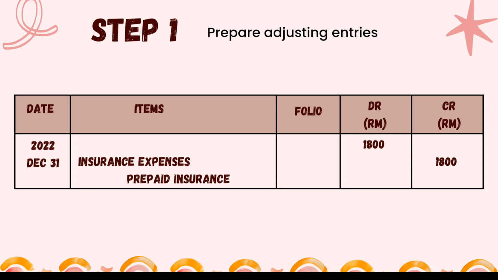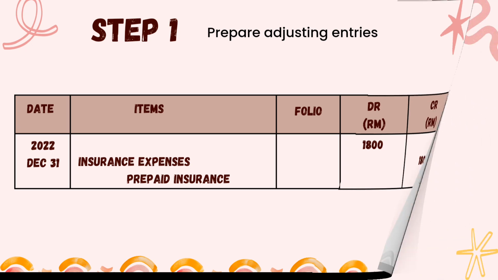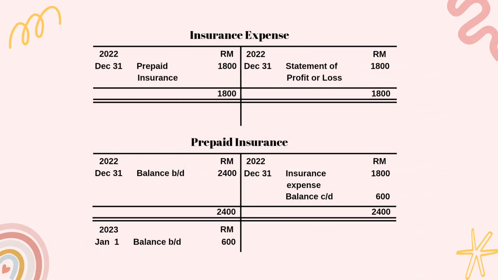Okay, based on the question, first we need to prepare the adjusting entry. We need to debit the insurance expense 1,800 and credit prepaid insurance 1,800. Okay, from the journal we need to open the ledger. This is how the ledger looks like. We need to open the insurance expense account and prepaid insurance account. Then the balancing figure from insurance expense account, we need to put in the statement of profit or loss. And the balance b/d for prepaid insurance 600, we need to put in the statement of financial position.